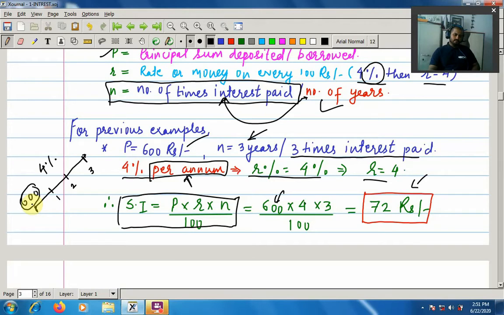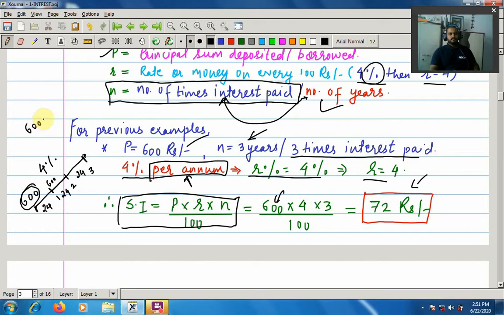So what is the interest for the first year? It was 24 rupees. When I come into the second year, 600 is again the principal amount for me at the beginning of the second year. What is the interest? 24. So my principal amount is fixed. It's not changing at the beginning of every year. So 600 is fixed. Everything is calculated on 600.